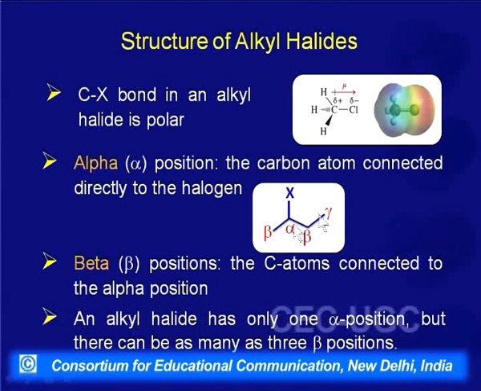Also, as you can see, there is a possibility of more than 2 beta carbons, because if you look at the structure of the alkyl halide, this carbon can be attached to 3 more carbons, and as a result it can have as many as 3 beta positions, whereas there is only one alpha position, as shown here, where the halogen is directly attached.